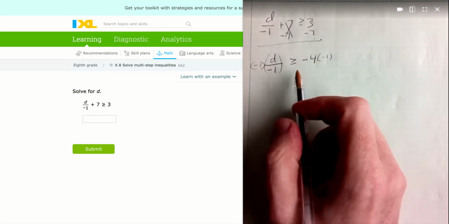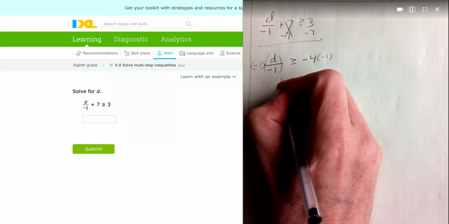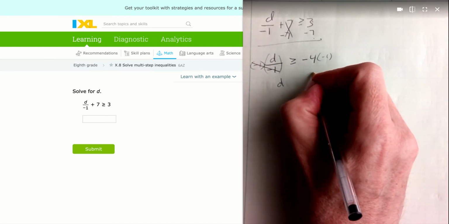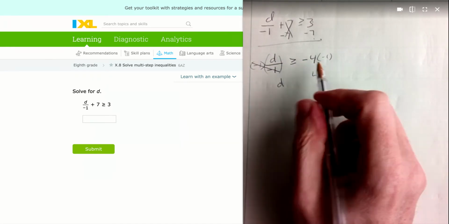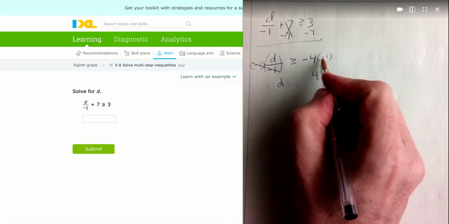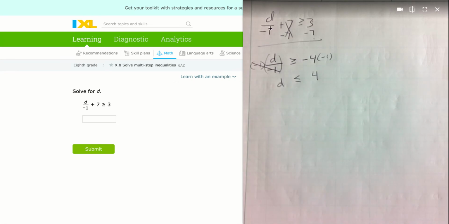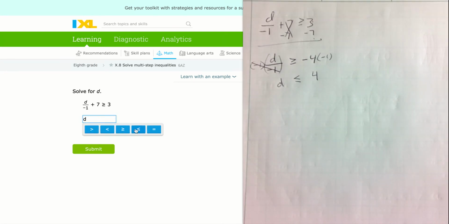I'm undoing what's been done. That leaves me a d on the left side, because those cancel. And it leaves me a positive 4 on the right side, but since I multiplied by a negative number, I'm going to flip the inequality symbol, and I get d is less than or equal to 4.